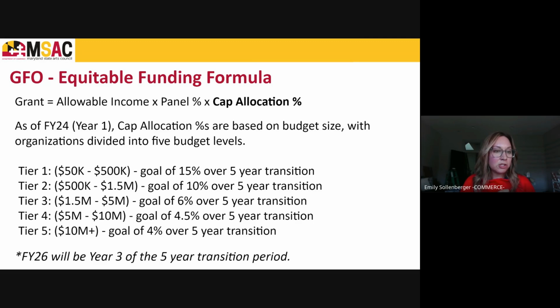You can see tier 1 are our smaller organizations at the top. Tier 2 is slightly larger. Tier 3 is our mid-size organizations. Tier 4 are our larger organizations. And tier 5 are our very largest organizations.